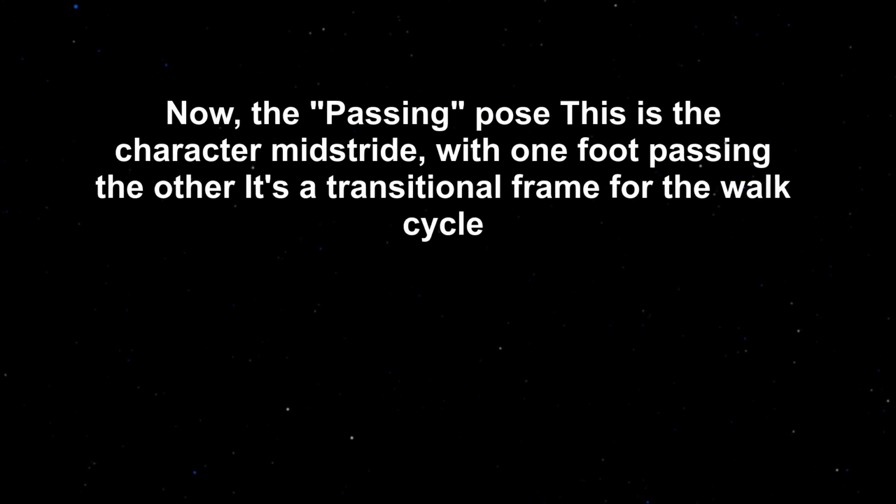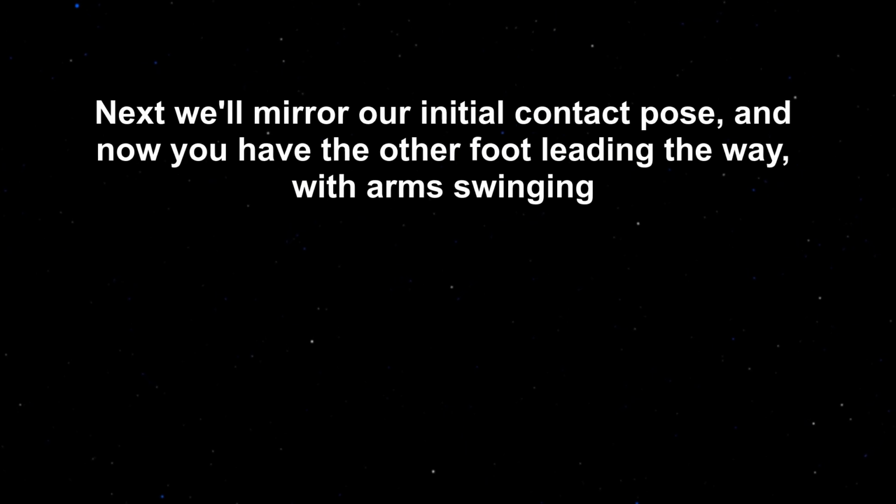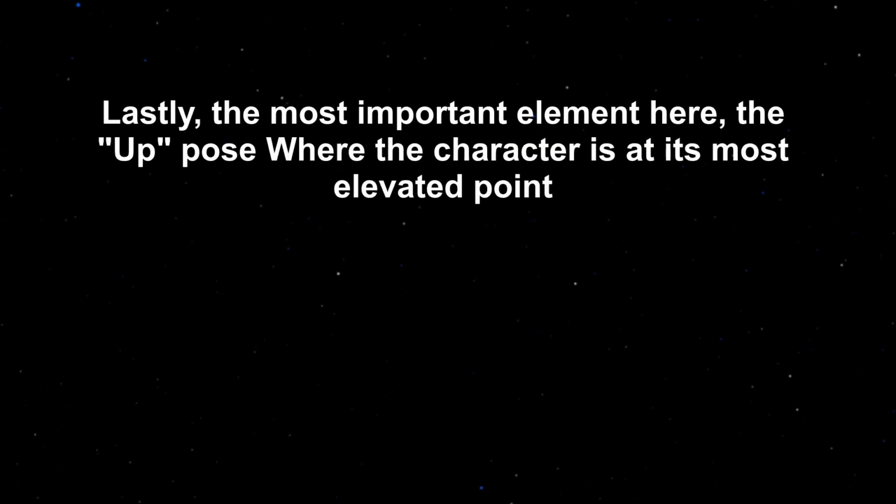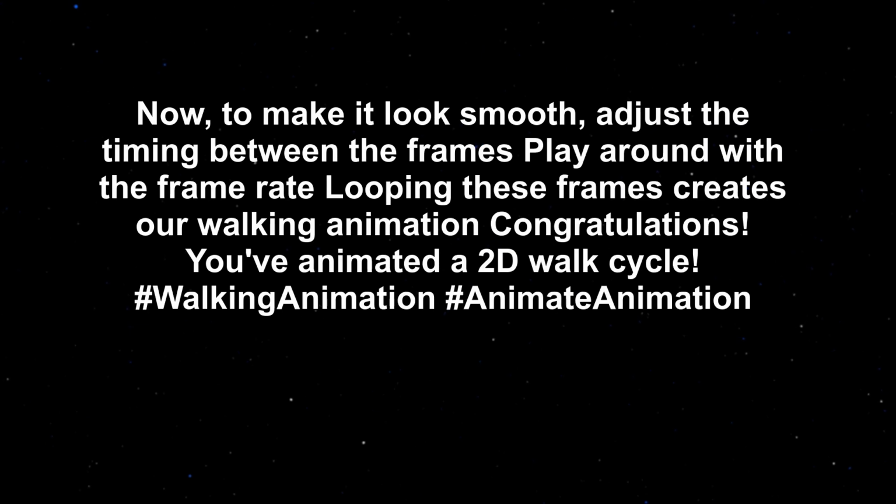Now, the passing pose. This is the character mid-stride, with one foot passing the other, a transitional frame for the walk cycle. Next, we'll mirror our initial contact pose, and now you have the other foot leading the way, with arms swinging. Lastly, the most important element here, the up pose, where the character is at its most elevated point. Now, to make it look smooth, adjust the timing between the frames.